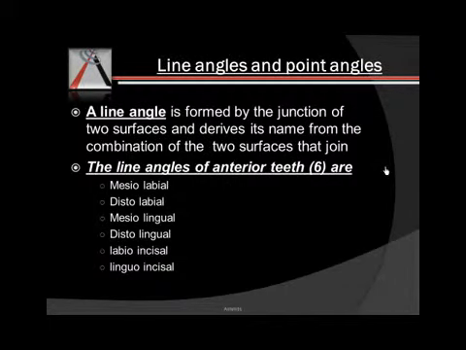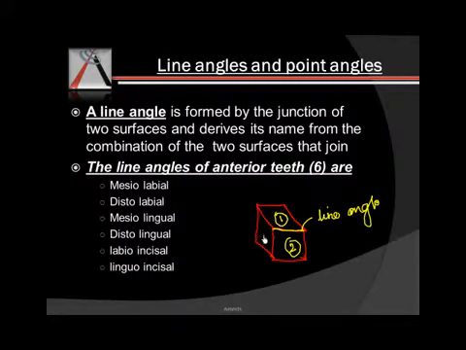As we have been talking about anatomy, we have one more point to be noted here. We need to know what is line angle and what is point angle. I'll just try to draw a cube over here. If you take this cube, these are the surfaces of the cube. This is the junction of two surfaces. This junction of two surfaces forms a line angle.